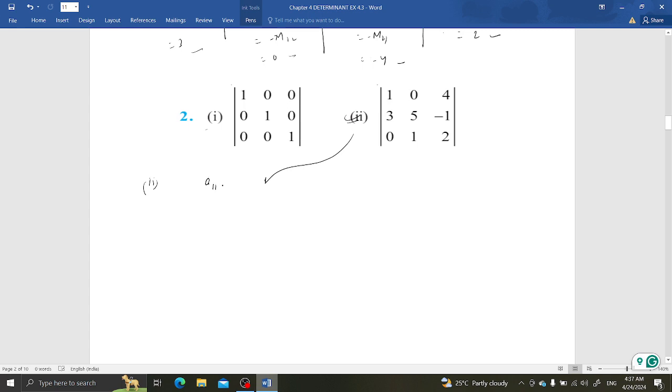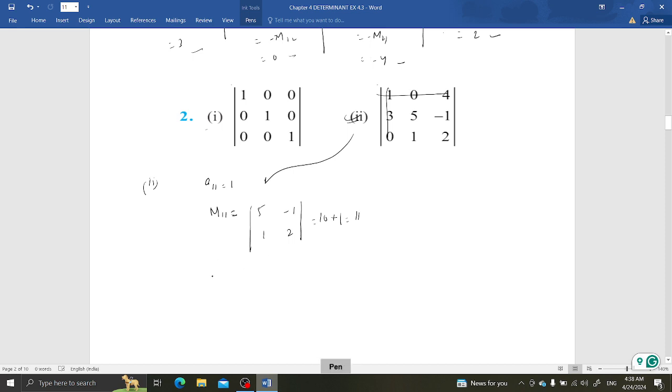So here A11 is 1. First of all, you need to write the element corresponding to which element you are trying to find. Then M11, the minor, denoted by M11. M11, the minor corresponding to the element A11. So what will it be? Remove this row and this column. We are left with 5, minus 1, 1, 2. And how can we solve? 10 plus 1 equals 11. Now A12.